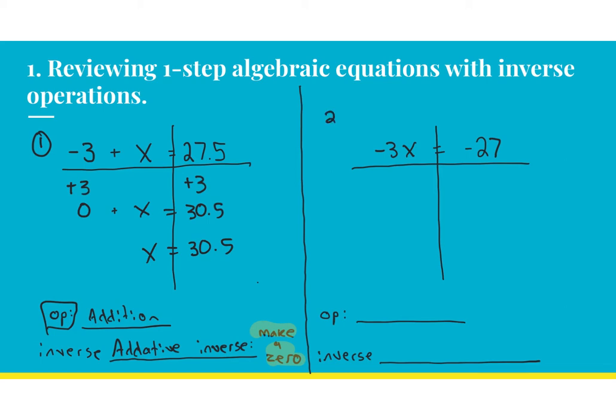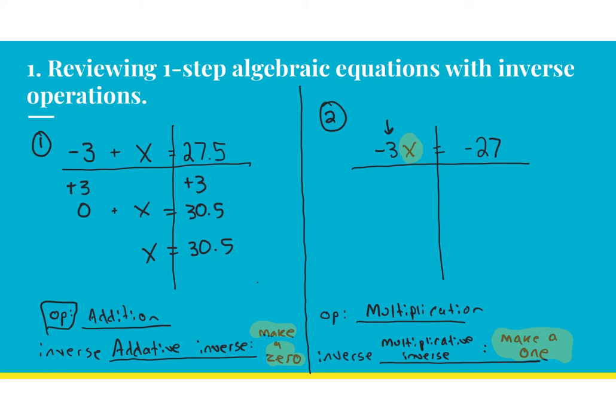Let's look at this second example. Here we're looking at negative 3 times x. Remember, if you have a number outside that variable, that is multiplication. Negative 3 times x equals negative 27. So our operation is multiplication, which means we will be using the multiplicative inverse. Again, whenever we're using that multiplicative inverse, the goal is to make a 1. We're trying to figure out what 1x equals if negative 3 times x equals negative 27.